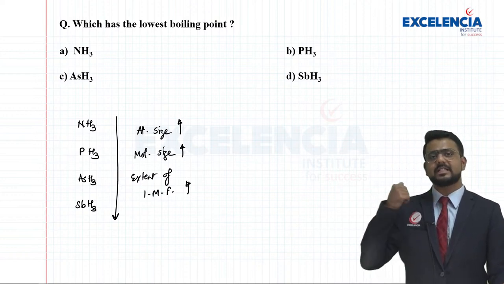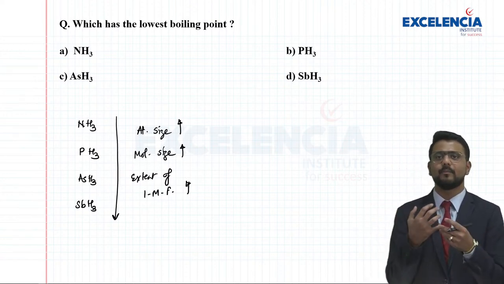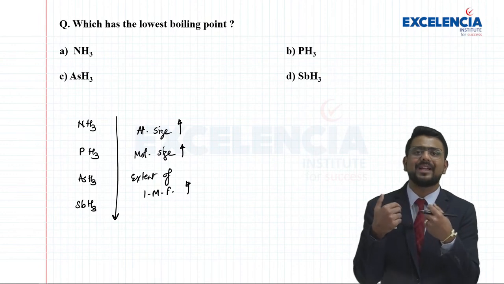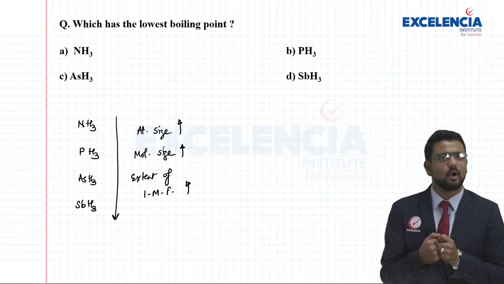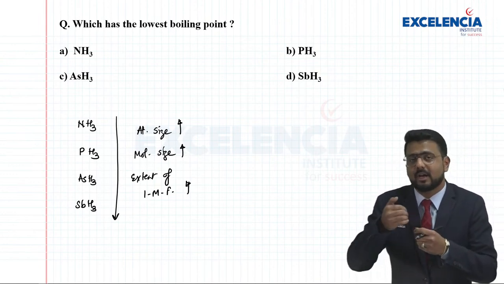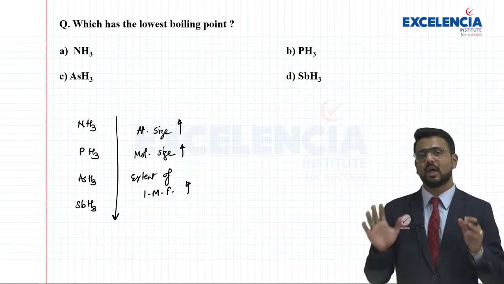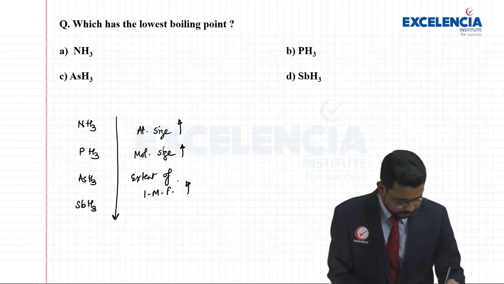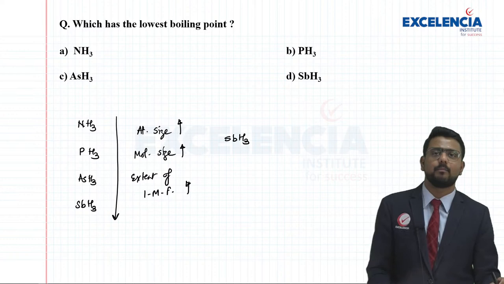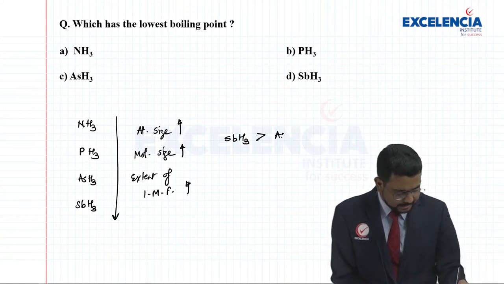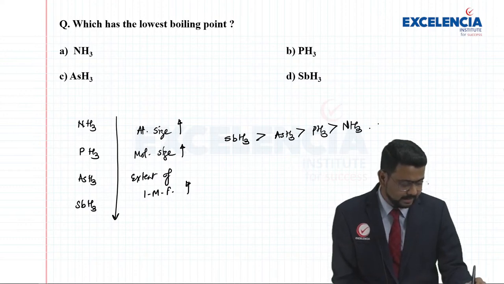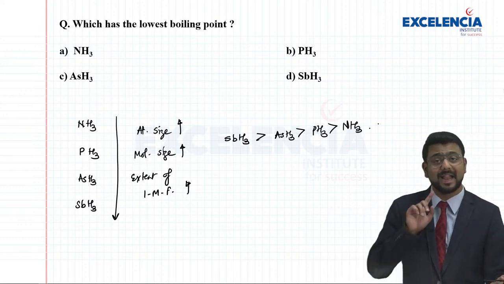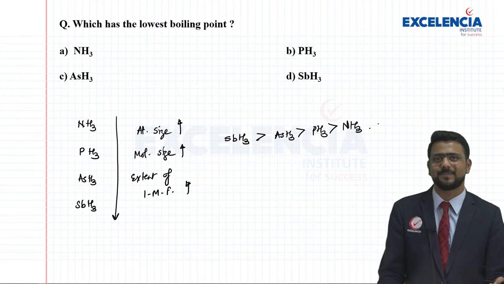And if there is an increase in the extent of intermolecular forces, then quite obviously the molecules will be placed quite close to each other. Because of this, you will have to supply a relatively larger amount of energy to separate them, and hence, without any doubt, the boiling point will increase, right? So ideally speaking, the order should have been SbH3 with the maximum boiling point, followed by AsH3, then PH3, and then NH3. Now, if you go by this order, your answer should be NH3, right? But that is not the correct option.